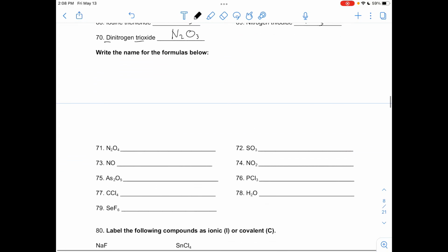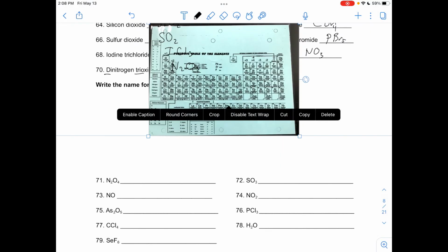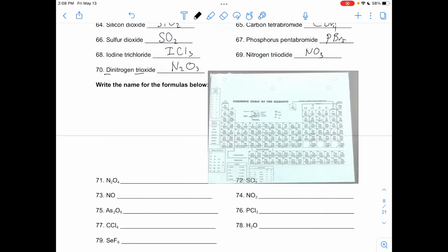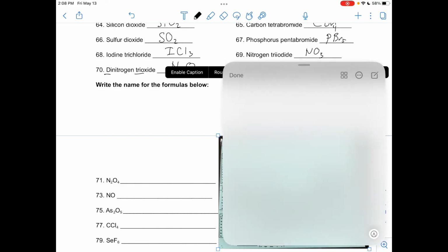Okay, in this problem, we're going to have to go backwards and give the name. So here's how we do that. I'm going to get my periodic table. Alright. Yes, help me out a little bit.